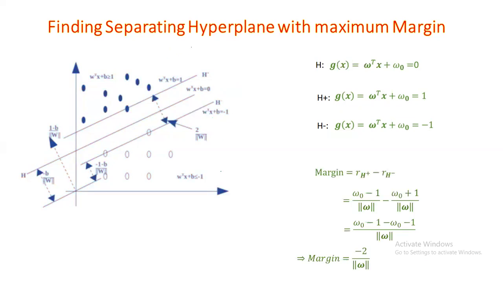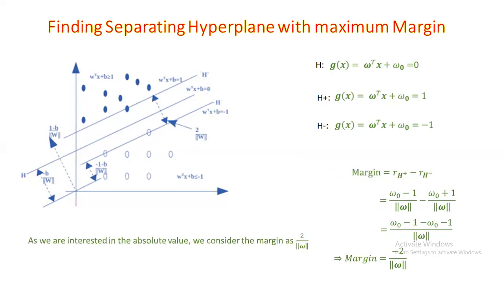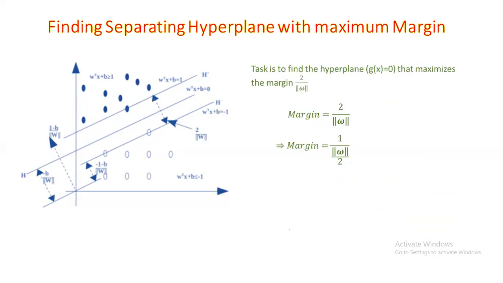And margin is given by what? This margin is given by r of h plus minus r of h minus. So if we substitute, that is, w naught minus 1 divided by norm of w, minus w naught plus 1 divided by norm of w. If we take the LCM, the w naught terms get cancelled. So we get minus 2 divided by norm of w. We have to take only the absolute value. So in this case, the margin value is 2 divided by norm of w.